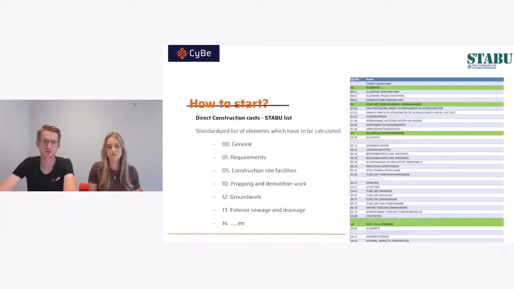So how to start with making your cost calculation? In the Netherlands, we have the STABU, and STABU is a standardized list of elements which have to be calculated in your calculation. It's a very big document, and it's also very traditional. So, for example, the cost of concrete printing is not described in this document. For project management, it could be helpful for you to have an overview of all the elements, and that's why it's a standardized code. This is a list that is usually used in the Netherlands. In other countries, maybe you have another standardized list.